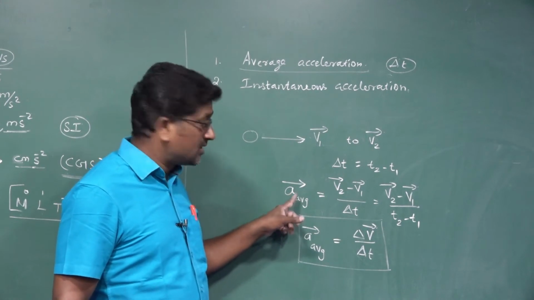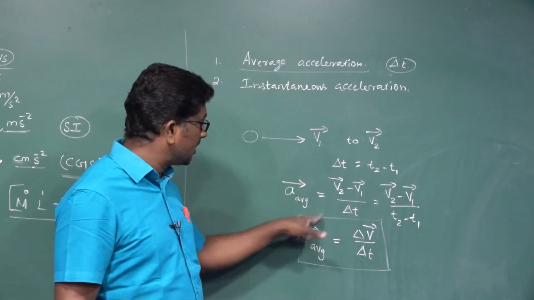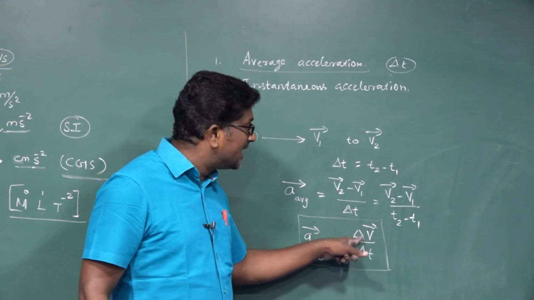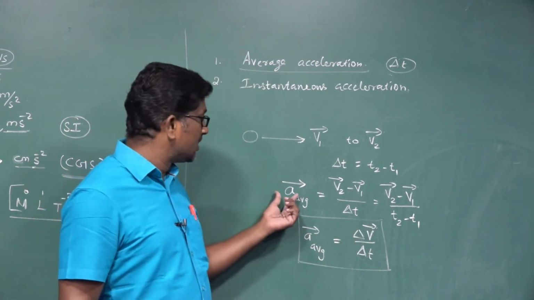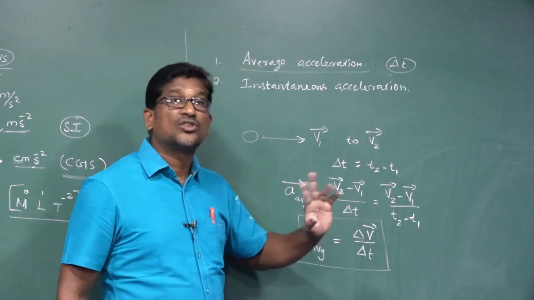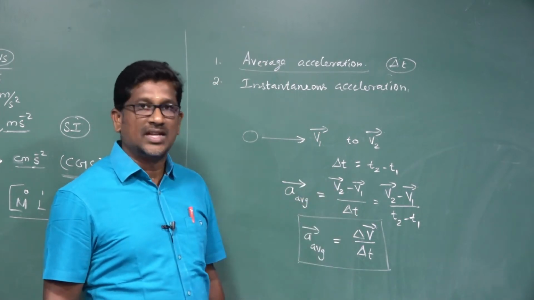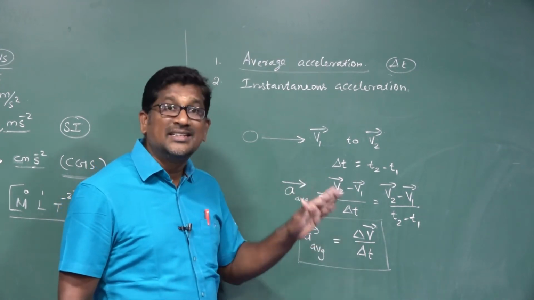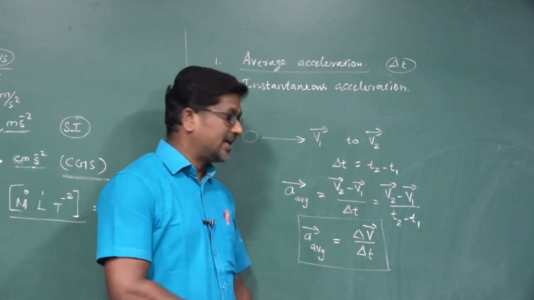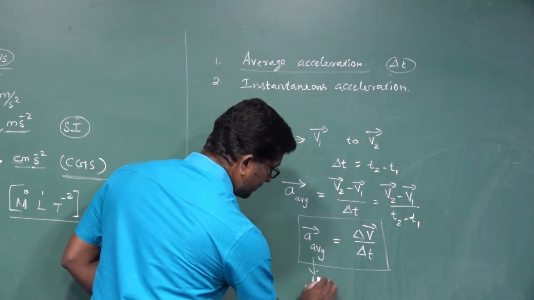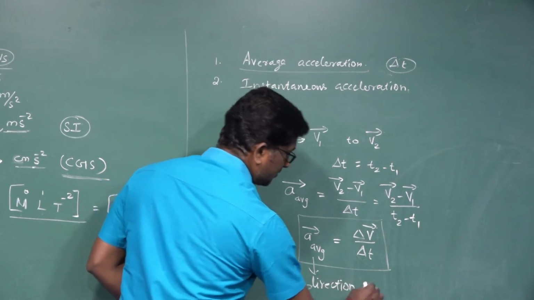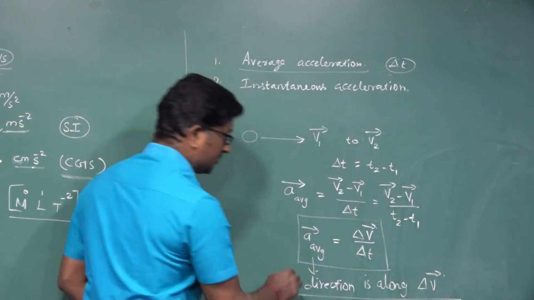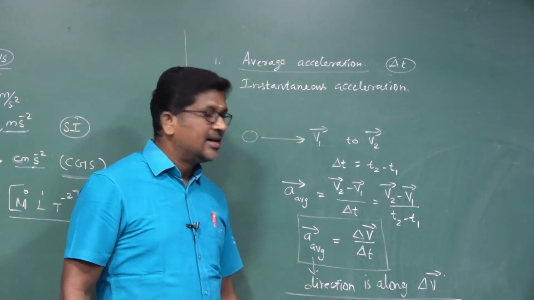And average acceleration is also a vector quantity, so that is why I have written it in vector form. Its direction is along the direction of del v vector. It means the direction of acceleration is in the direction of the change in velocity. So average acceleration is a vector quantity, and its direction is along the direction of the change in velocity, that is, del v vector.